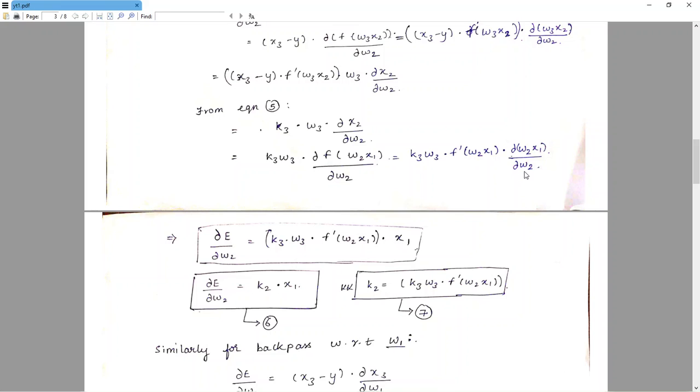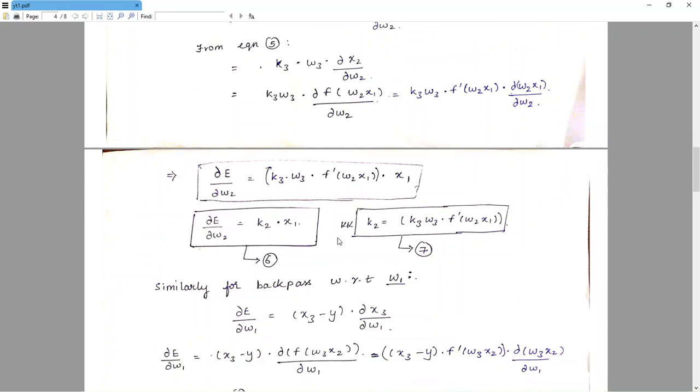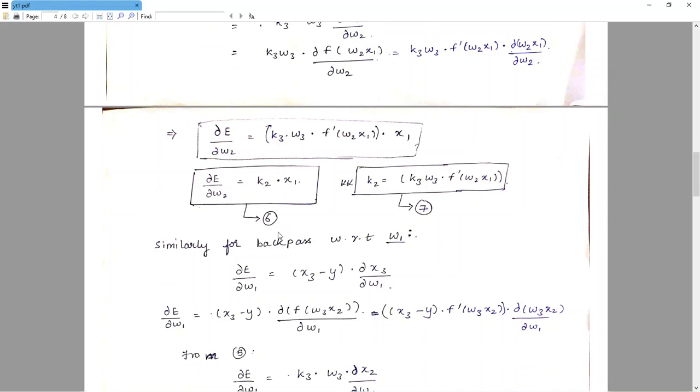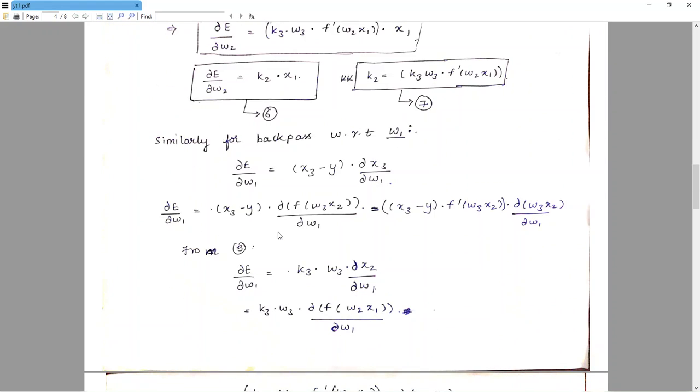into x1, because this x1 here is a constant, it does not depend on w2 in any manner, right? Let's assume k3 w3 into f dash w2 x1 as k2, right? Then dou e by dou w2 equals k2 x1. If you understand this, you understood all the above things, right?